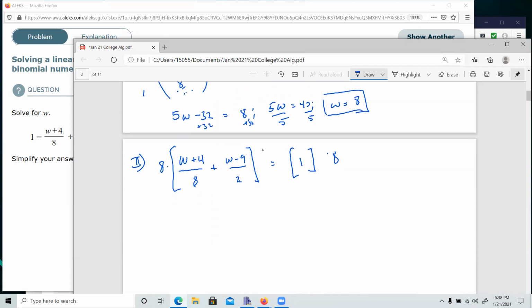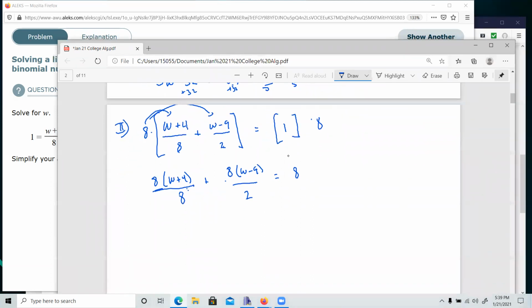Then we have to distribute this 8 to each of these terms. So we have 8 times w plus 4 divided by 8. And now we have 8w minus 9 divided by 2 is equal to 8. Remember, it's got to go to both. Don't get excited because you did the first one and forget the second one. It doesn't work that way, and you have to be consistent on both sides. So 8 over 8, that's the whole point. We just have w plus 4 because these canceled.